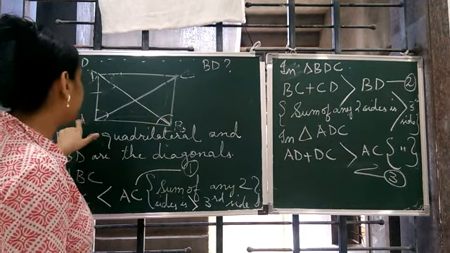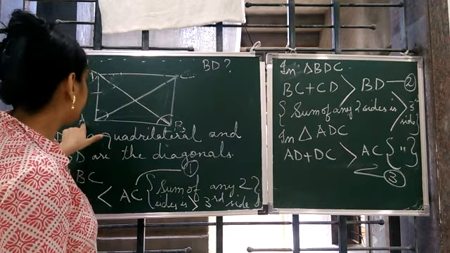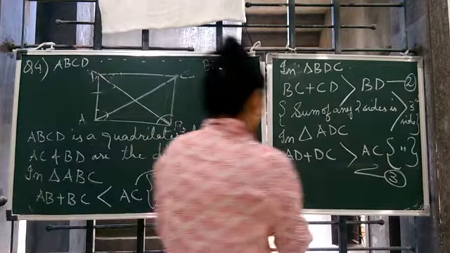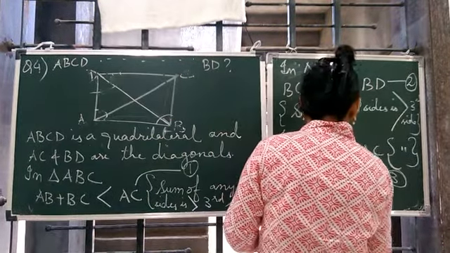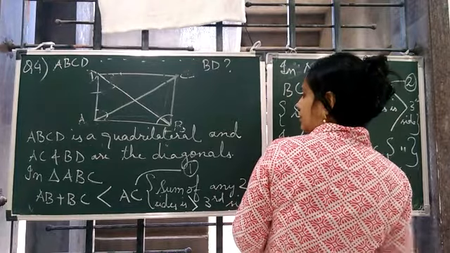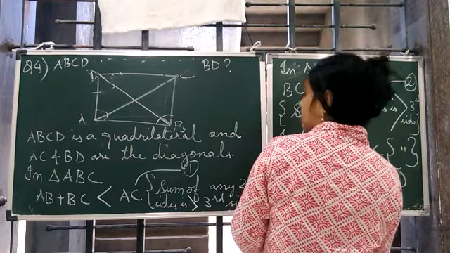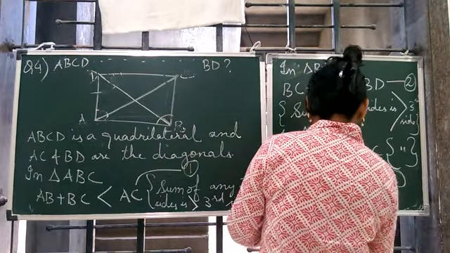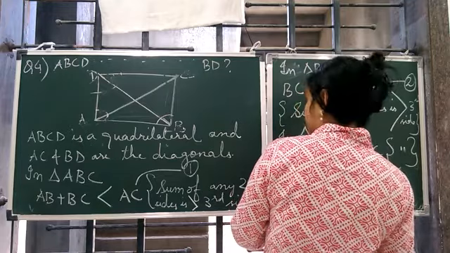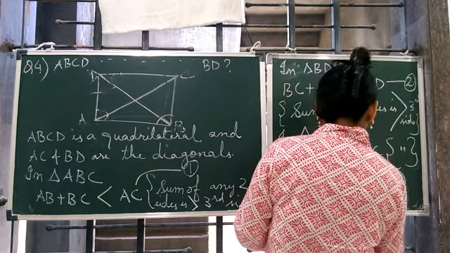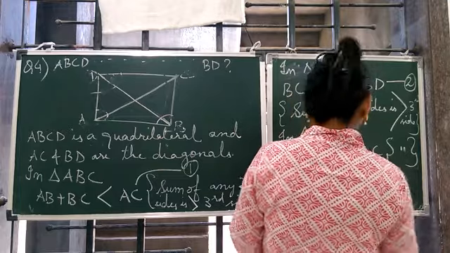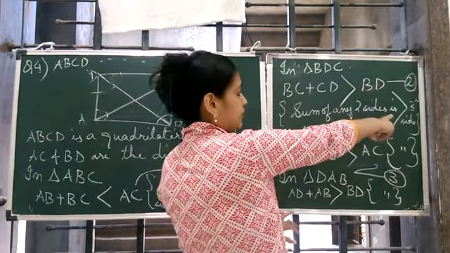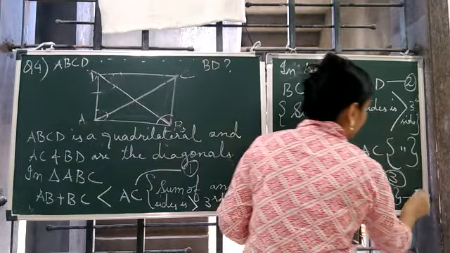Now we take this triangle, BDA or DAB, anything you can write. So in triangle DAB, AD plus AB is greater than the third side, that is BD. Again, the same property: the sum of any two sides is greater than the third side, and this comes out to be the fourth equation.